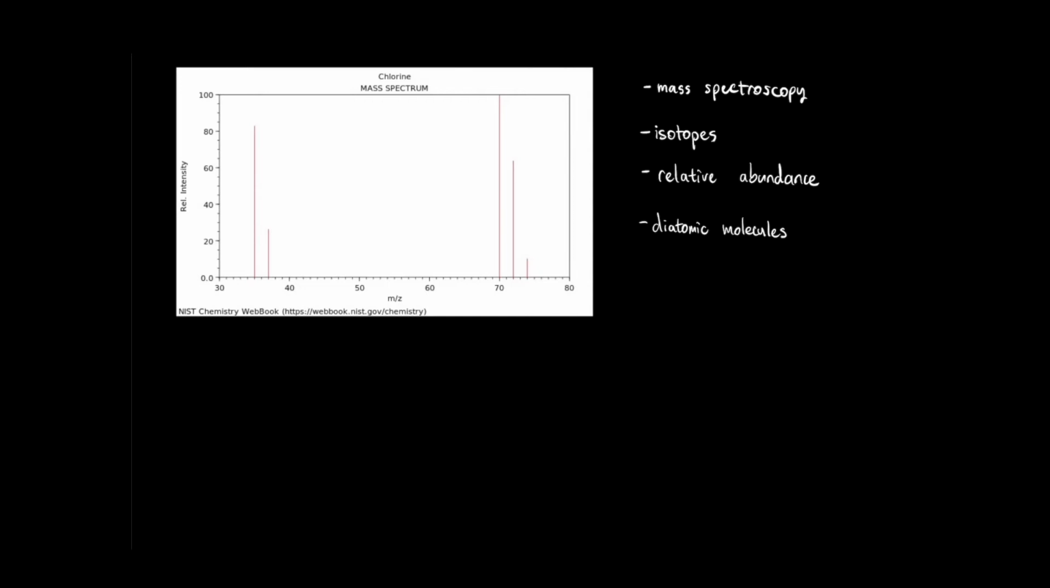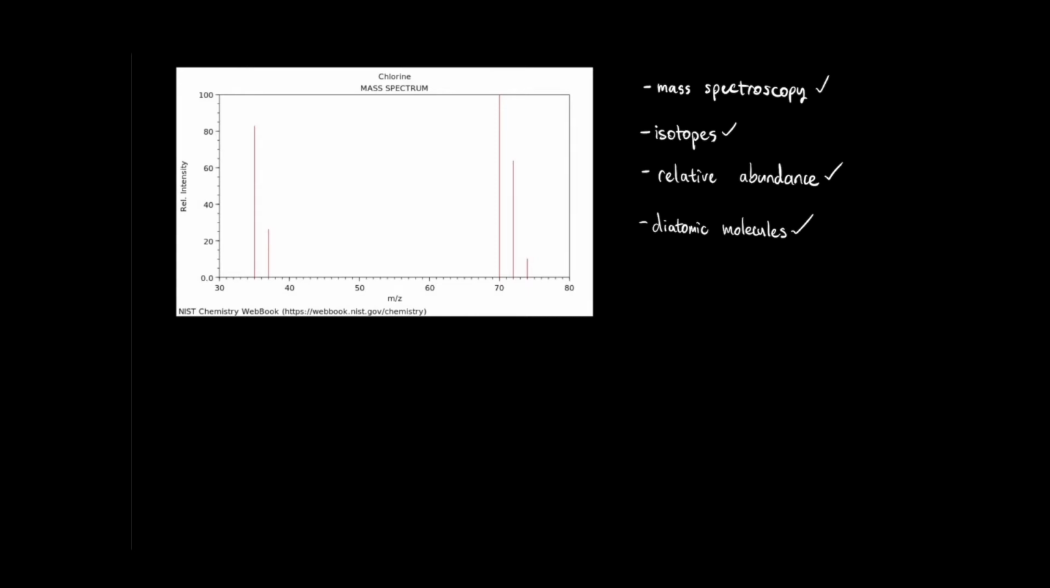Now, a particularly interesting problem that usually pops up when you're studying mass spectroscopy is the mass spectrum of chlorine. This video is intended for people who have gone over these four things written here: mass spectroscopy, isotopes, relative abundance, as well as diatomic molecules.